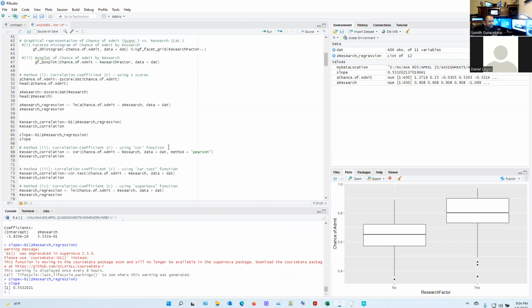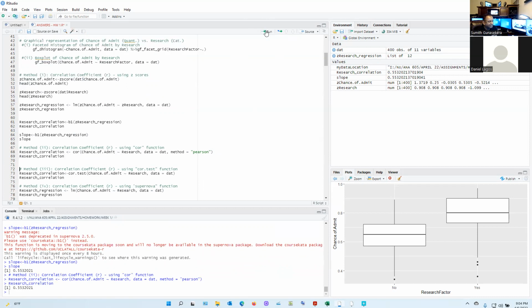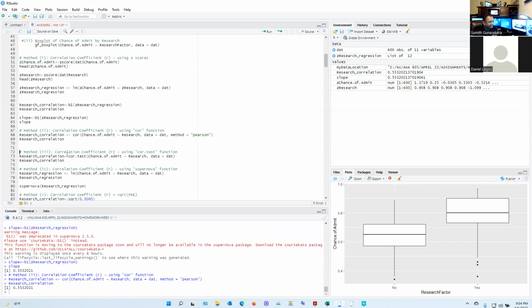Second method, you can easily go to chance of admit, research data is data, method is Pearson correlation coefficient. I'm going to call that one research correlation. It's another way to have a look at it. Same name I'm going to utilize, but we still get the same value, 0.5532021. And let's go to method 3. You don't have to do all the methods, but you're better off learning all these methods. It's going to be very helpful, very useful.